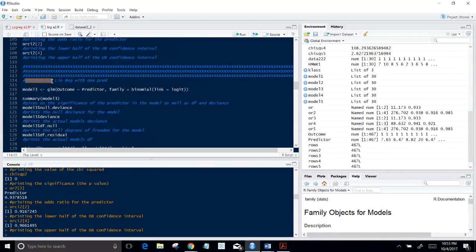I'm pretty sure I spelled that wrong. Looks like there's some H's missing. Linear regression, hierarchical. Pretty sure there's another H in there somewhere.